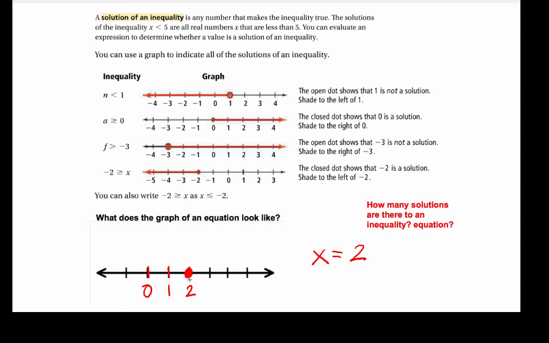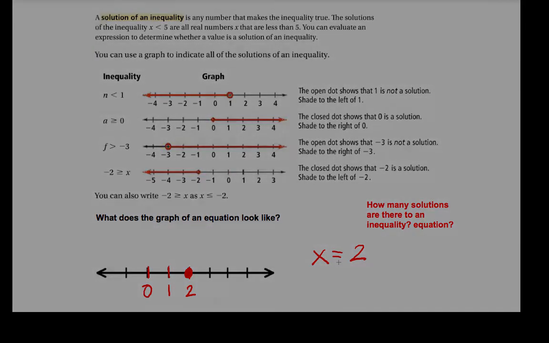So the graph of an equation is kind of boring. It's just a single dot, and it's a single dot wherever x, or whatever our variable is, equals that value. So x equals 2, dot on 2. So there's an infinite number of solutions to an inequality. There's only one solution to an equation, for now.